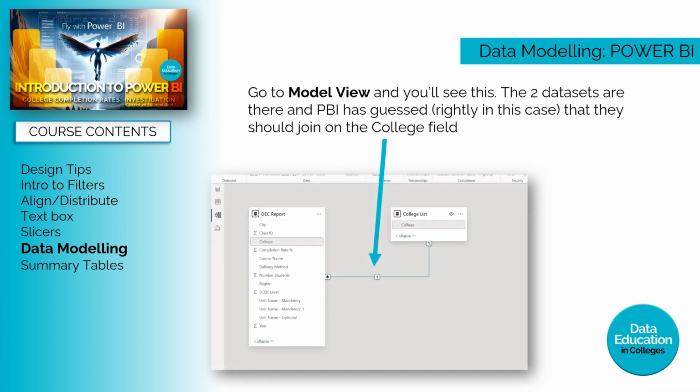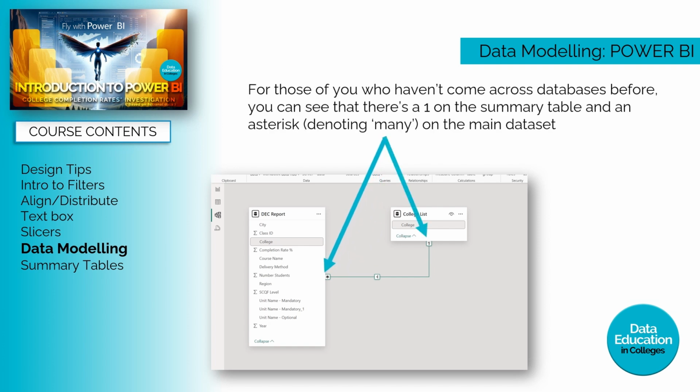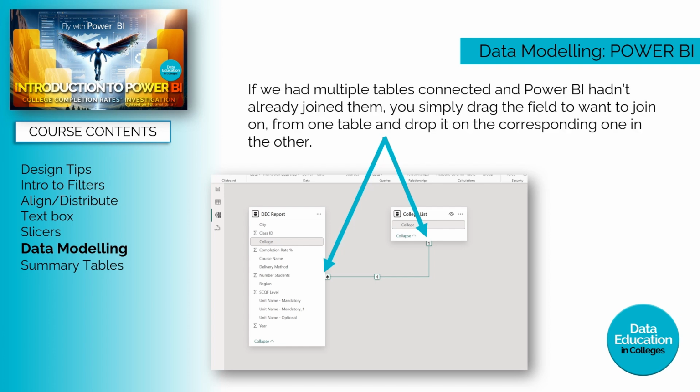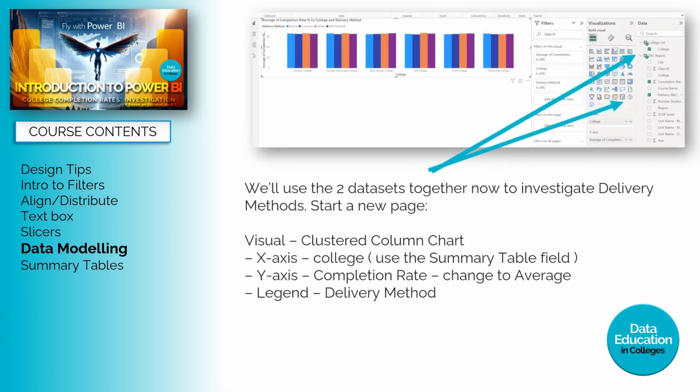Go to model view and you'll see this. Power BI has guessed rightly in this case, they should be joined on the college field. If you notice, one of them's got a 1, one of them's got an asterisk. If you haven't done databases before, it means there's one instance of each of the colleges in the college list and many in the main data set. Just means one-to-many relationship. If it hadn't already joined them and we want them to, you just drag the field that you want to join from one data set and drop it on top of the other.